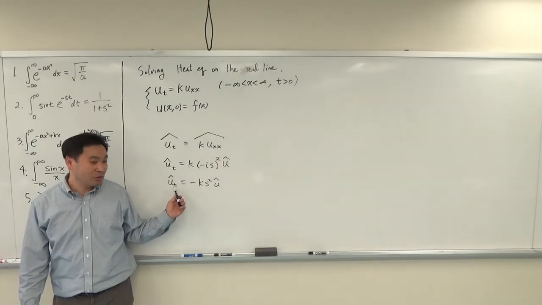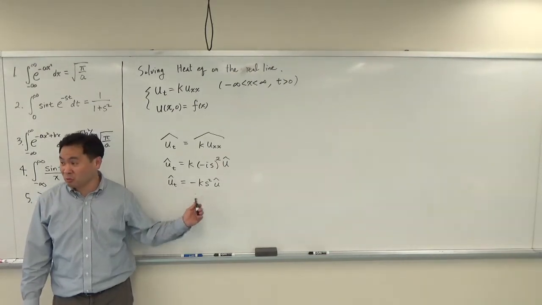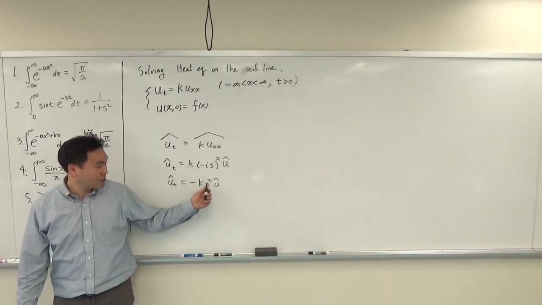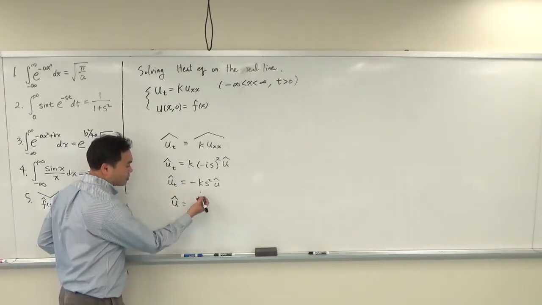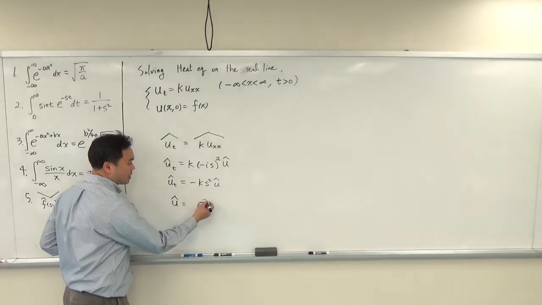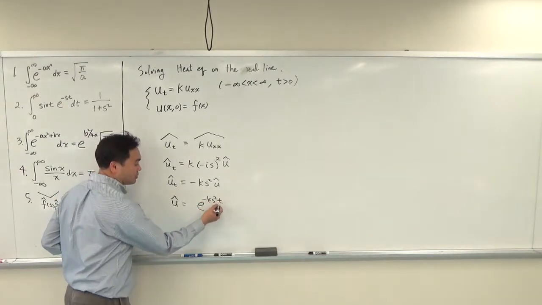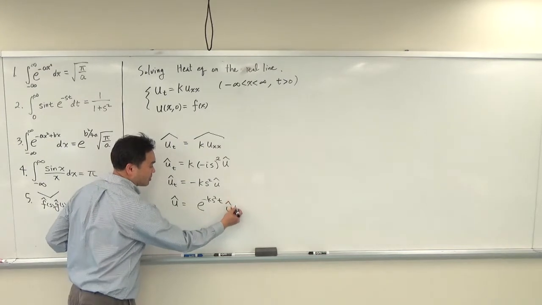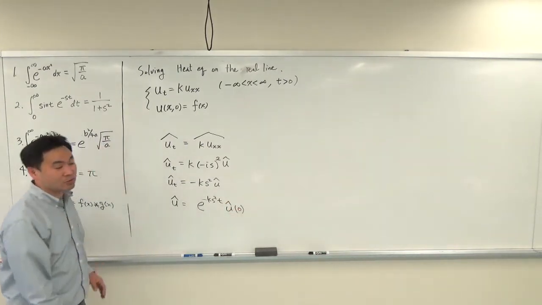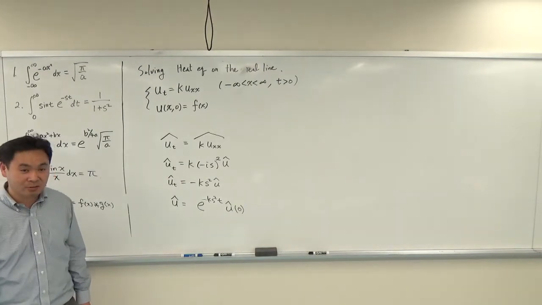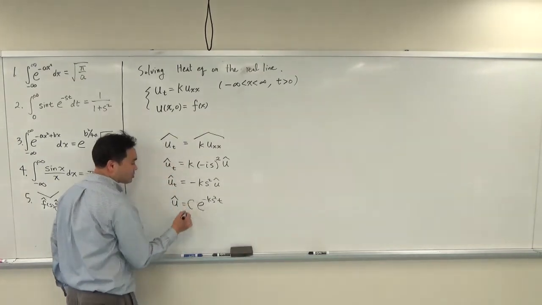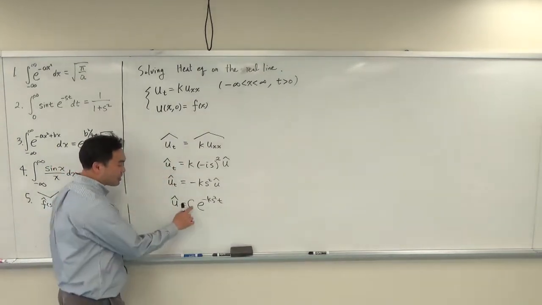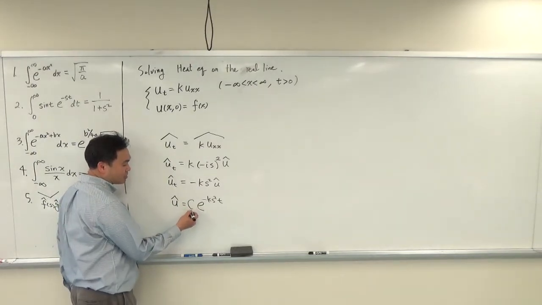So if you think of this as a differential equation for t, and this is a constant, you know that the general solution of this is what? It's e to the negative k s squared t of u hat of 0. That's the general solution, right? It's really just some constant times this, where it's a constant, but it's really dependent on the value of s.